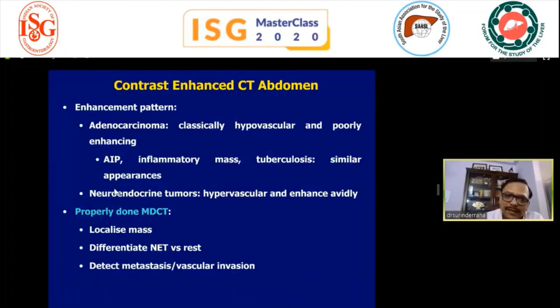And as I've already highlighted, adenocarcinomas are hypovascular and poorly enhancing in the pancreatic parenchymal phase. But the problem is most of the other differentials like autoimmune pancreatitis, inflammatory mass, tuberculosis in our country have similar appearances on enhancement. And hence only the neuroendocrines, which are hypervascular and enhance avidly, would be able to be differentiated on a CT scan. So to sum up, a properly done MDCT will help us in localizing the mass, differentiate neuroendocrine tumors versus the rest so that we can manage our algorithm accordingly. And then it will help us in detecting metastasis as well as vascular invasion.